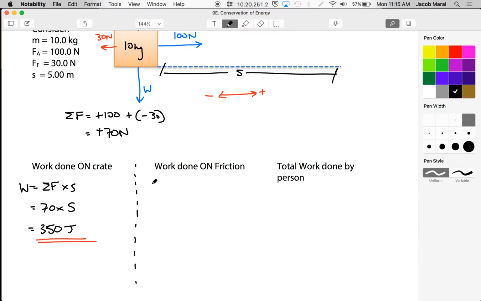The work done to friction, well, that's the force of friction that acts over a distance, and that was 30 newtons times 5, which is 150.